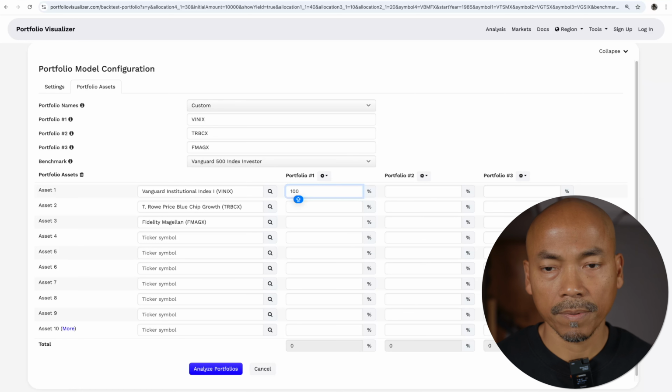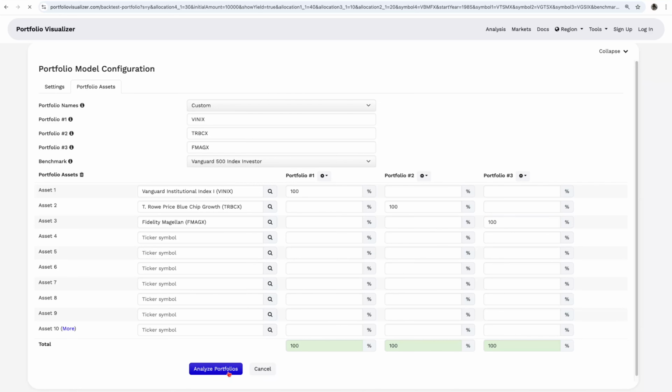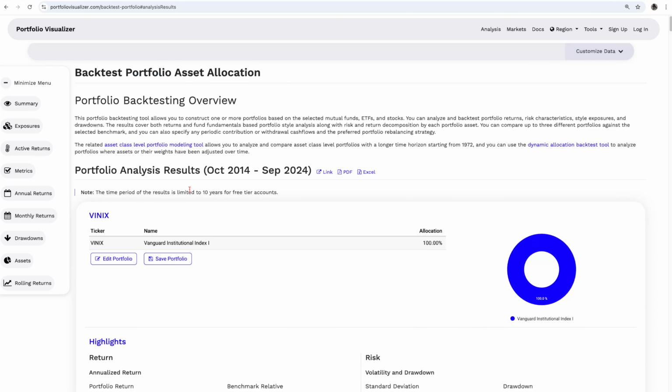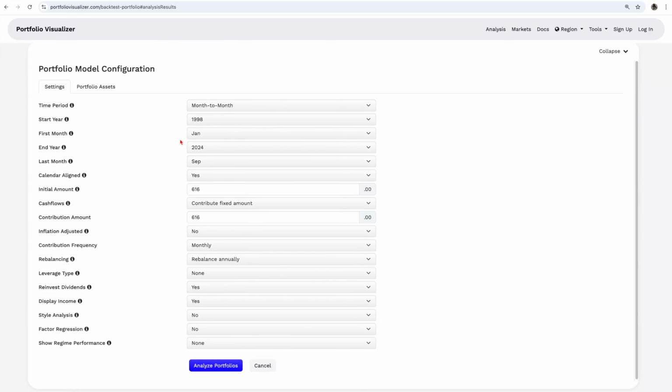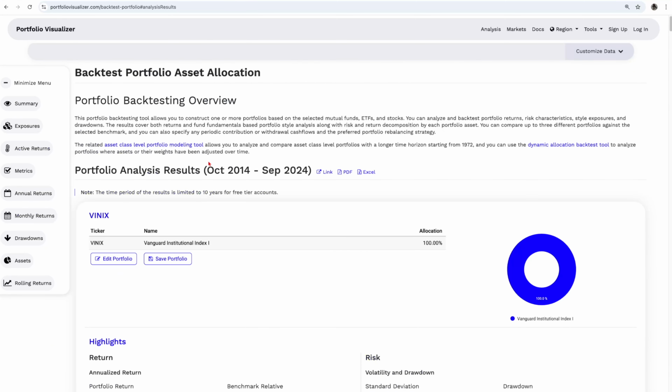And of course, that's 100%. Put 100% here and 100% here. And click Analyze. One thing to note, the result is limited to 10 years for the free tier account. Even though we put in from January 1998 to September 2024, the result is limited to a 10-year period from October 2014 to September 2024.